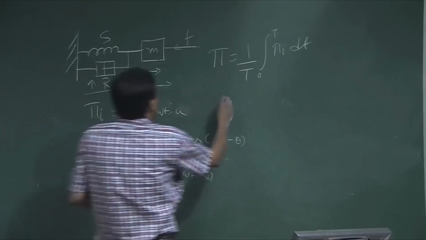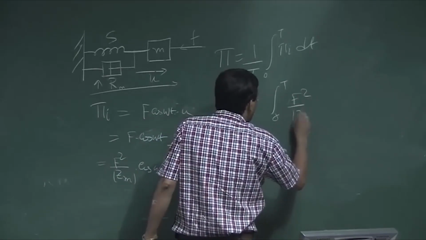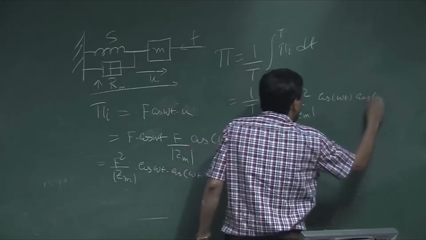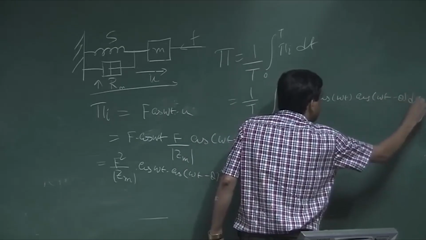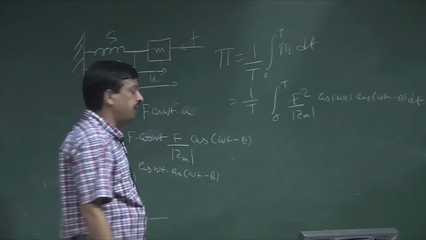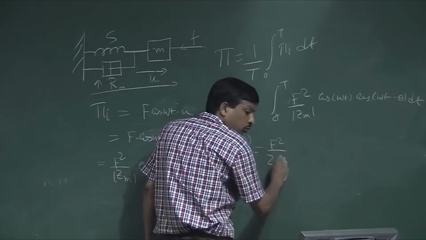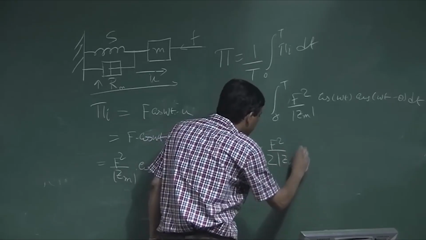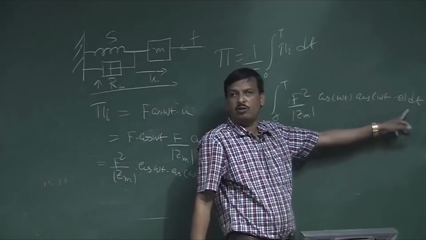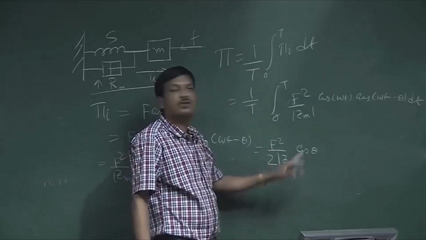So, if I do that integration, putting the value 1 by T, 0 to T, F square by mod of Zm cos omega t into cos of omega t minus theta dt, and expand cos A cos B and do the integration, you will get F square by 2 mod of Zm cos theta.